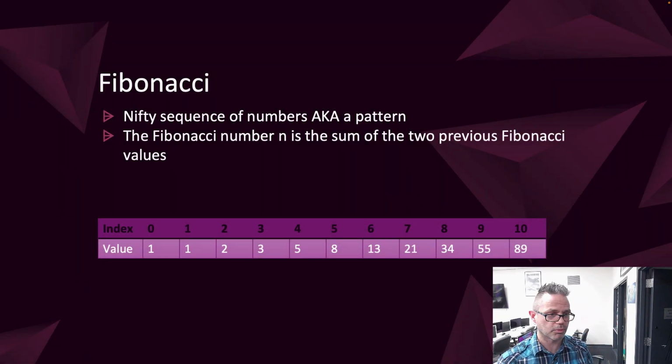Fibonacci is also another common one we see with this, so it's a nifty sequence of numbers, aka a pattern, and it's the sum of the two previous Fibonacci numbers. So I have 0, 1, 1, and 1 is 1, 2 is 2, 3 is 3, 4 is 5, 5 is 8, 6 is 13, 7 is 21, 8 is 34, 9 is 55, and 10 is 89. As you can see, it gets pretty big pretty fast.